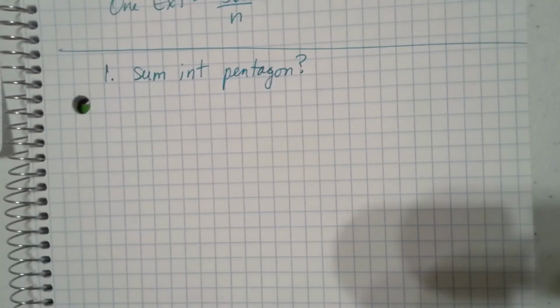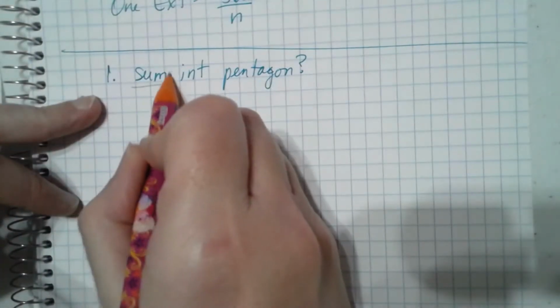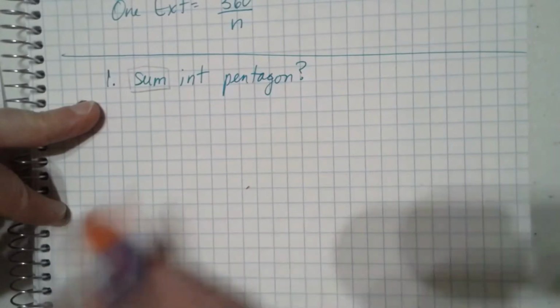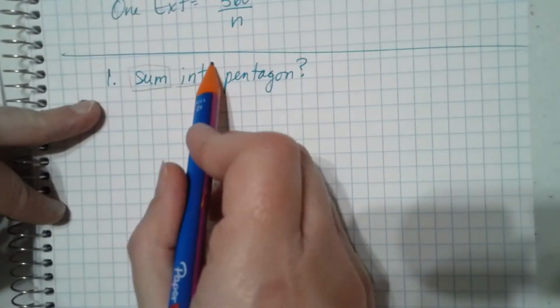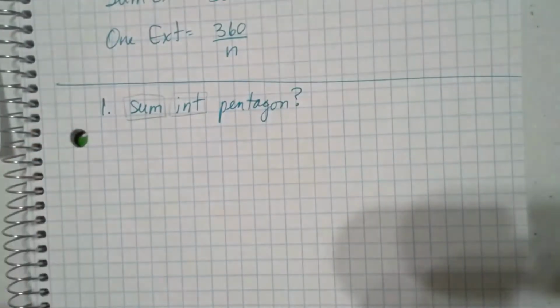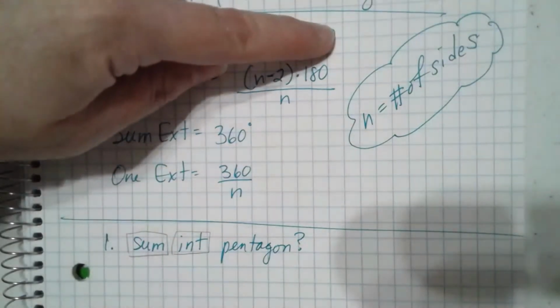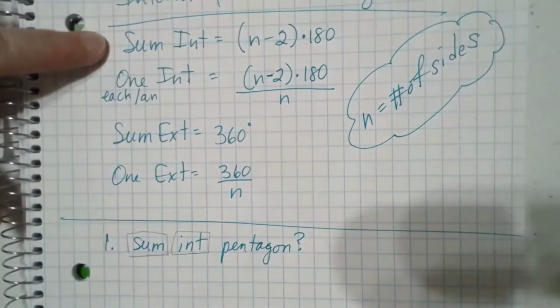Okay, so this has a couple different things that we need to understand. First of all, this is important. We are not doing one, we are doing sum. And then it also tells us whether we're looking at interior or exterior. So for this problem, we're going to go to our formula for sum of the interior, and I'm going to write this whole thing down, not just the right side. I'm going to write all of it.